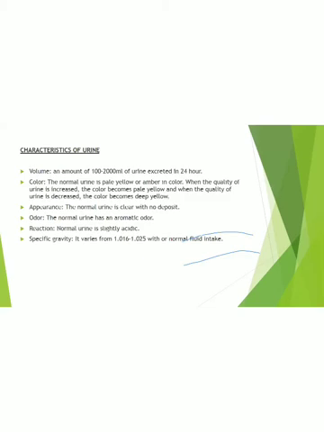Next we'll come to the color. Urine color, we have different types of color. The normal urine color is pale yellow or amber. When the quantity of urine is increased, the color becomes pale yellow, and when the quantity of urine is decreased, the color becomes deep yellow. For example, when we drink too much water, when the volume is more than our body can take, the color becomes pale yellow.